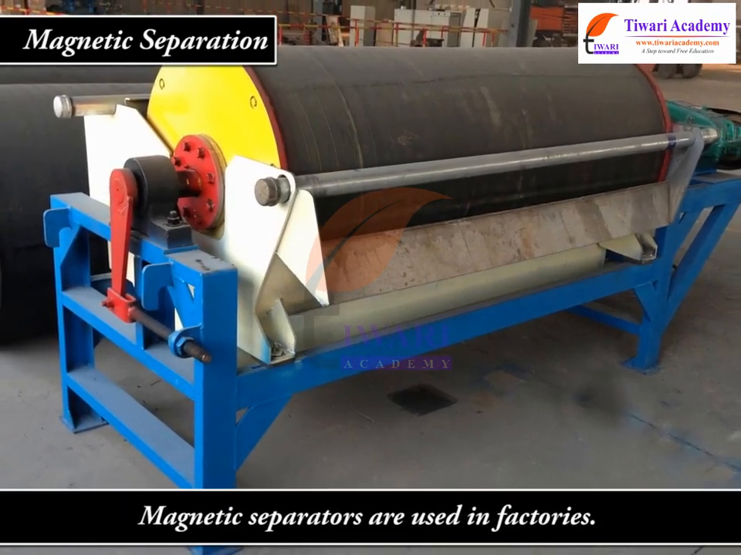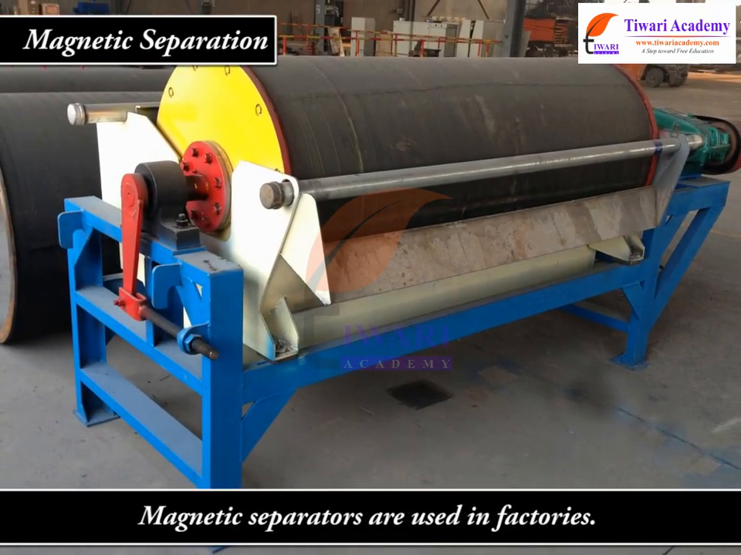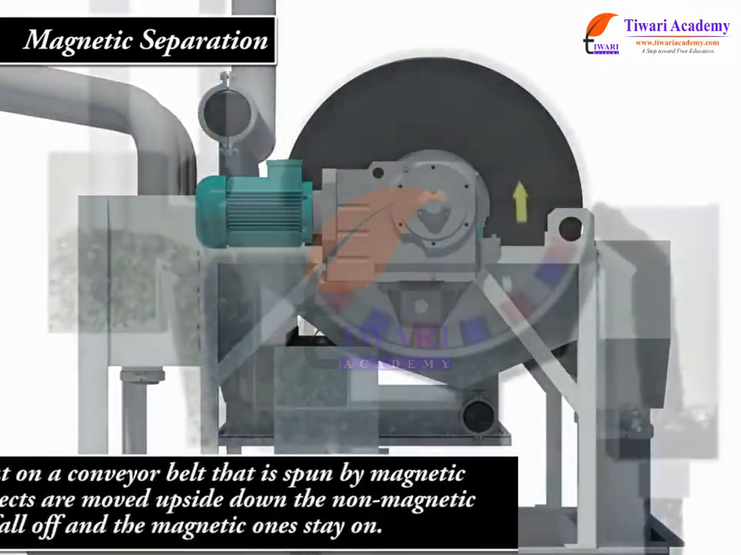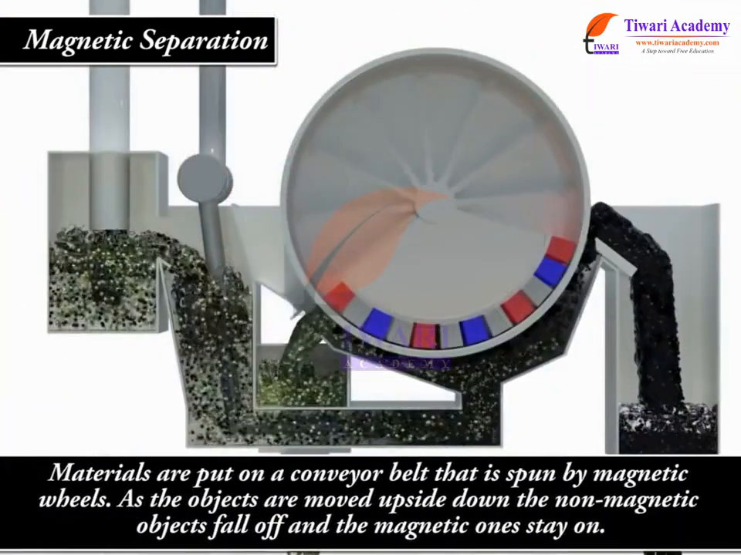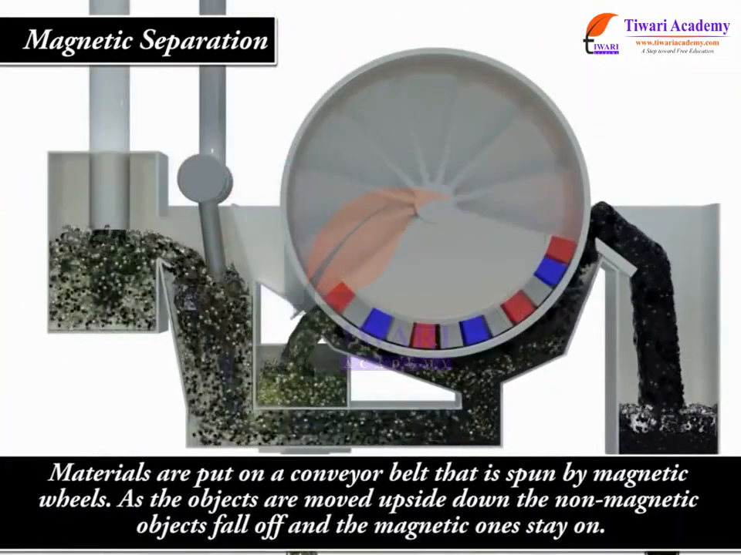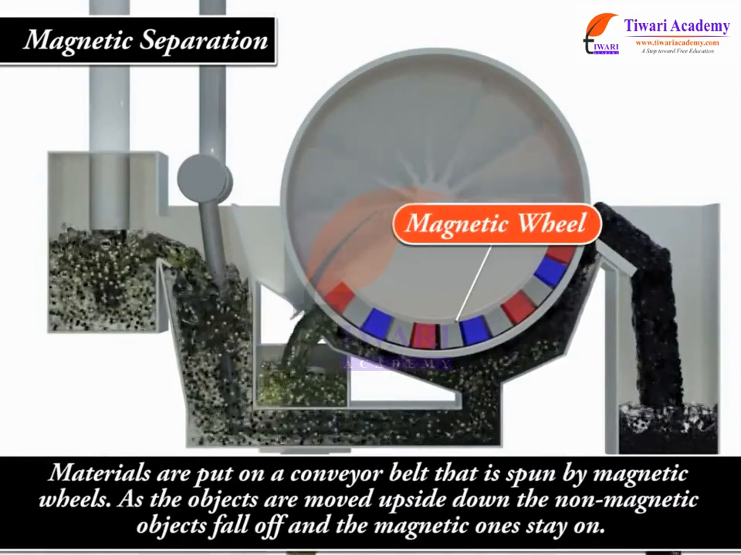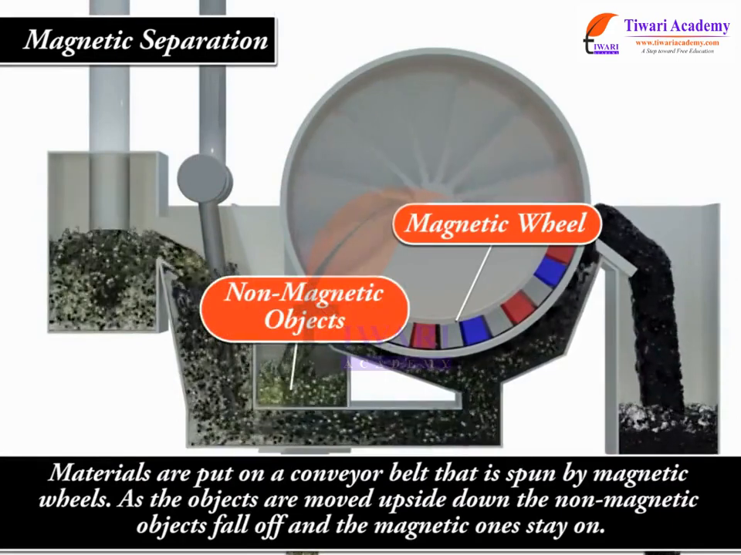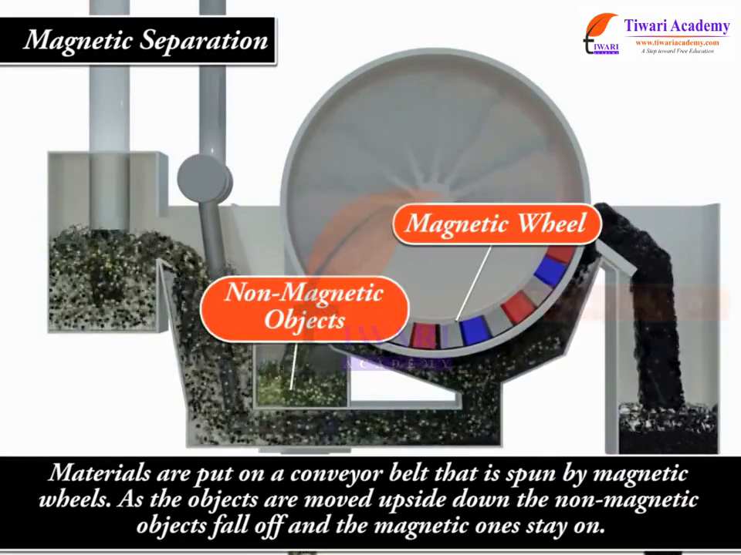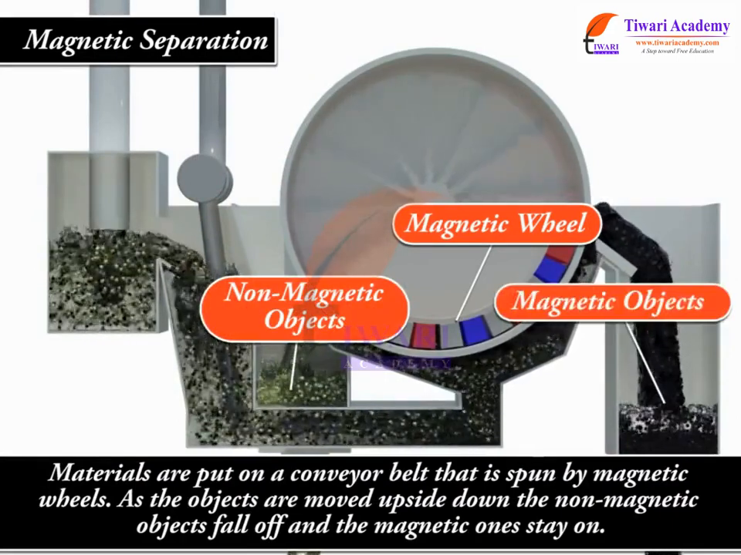Magnetic separators are used in factories. Materials are put on a conveyor belt that is spun by magnetic wheels. As the objects are moved upside down, the non-magnetic objects fall off and the magnetic ones stay on.